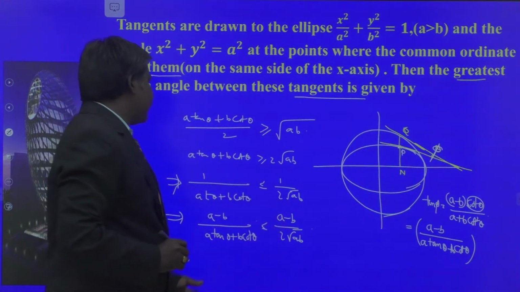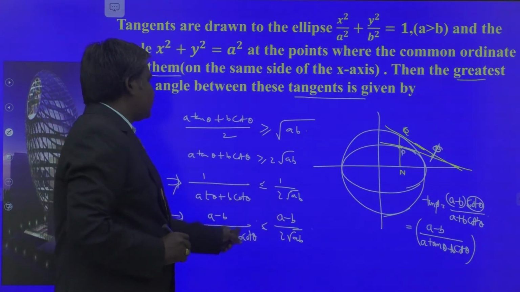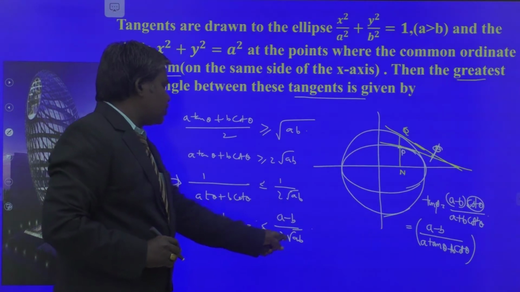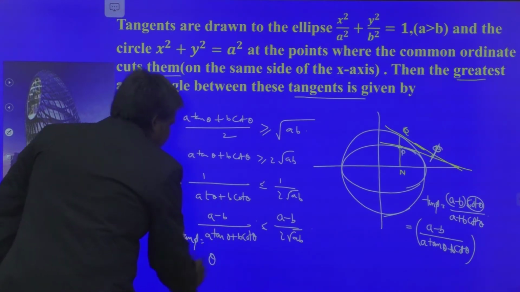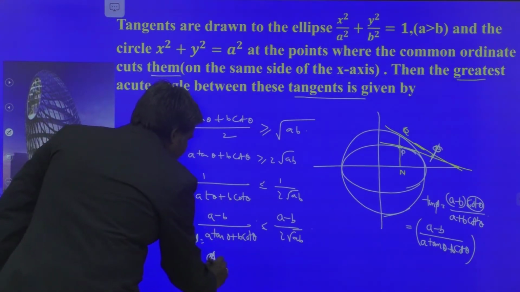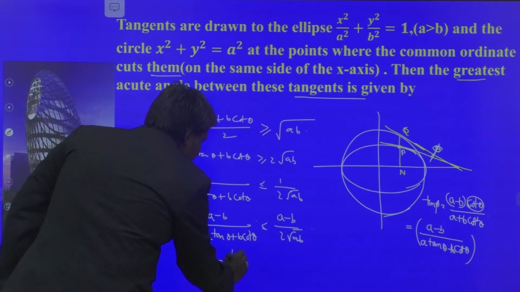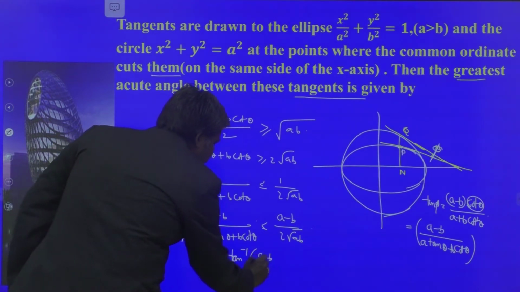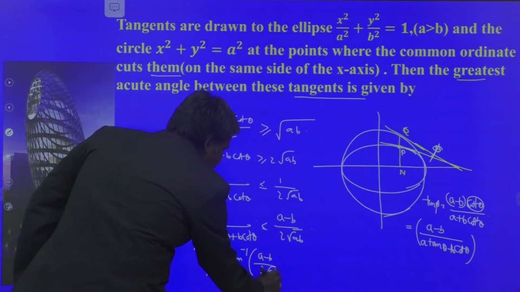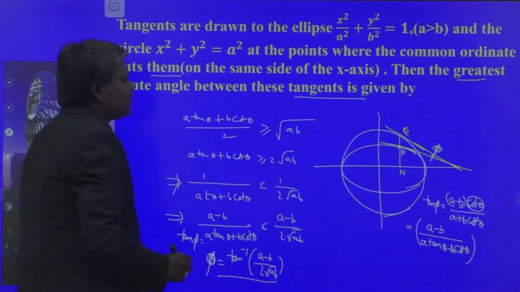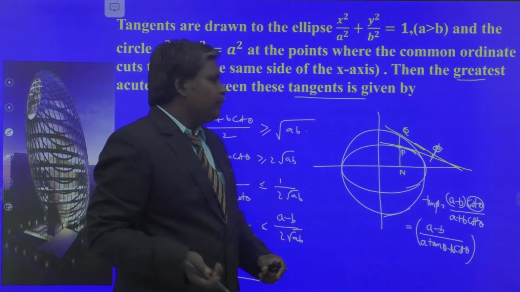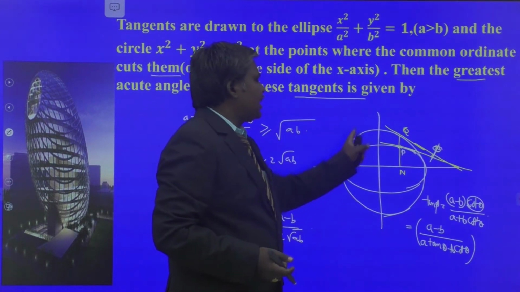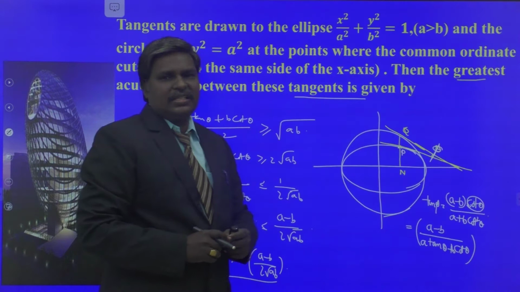This is your tan phi. So the maximum value of this is a minus b by 2 root ab. This is your tan phi. Tan phi equal to this implies phi maximum angle is equal to tan inverse of a minus b by 2 root ab. This is the maximum acute angle between the tangents drawn at P and Q to the curves, one is the ellipse and the other one is its corresponding auxiliary circle.